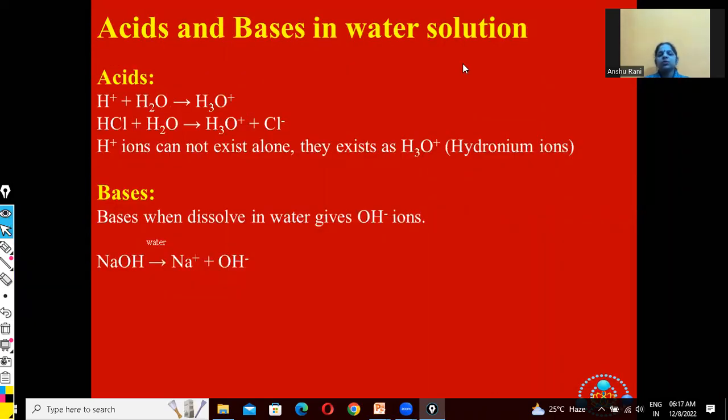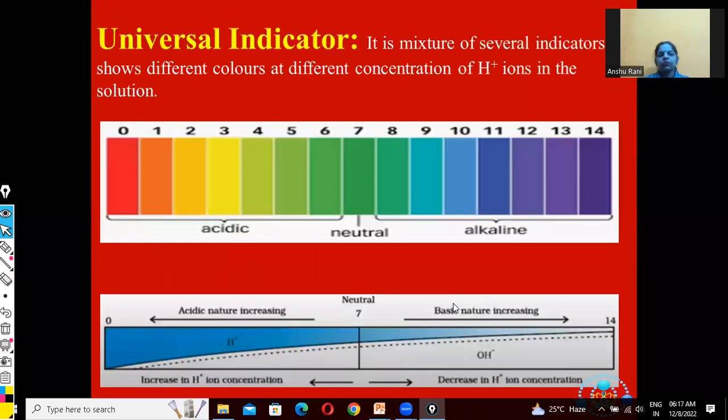Acids and bases, when they react in water, what happens? Acids give H positive ions in presence of water. Water will combine with that to release H3O positive, the hydronium ion. HCl, when it reacts with water, forms H3O positive plus Cl negative. Bases, when dissolved in water, give OH negative ions, like NaOH gives you Na positive and OH negative.